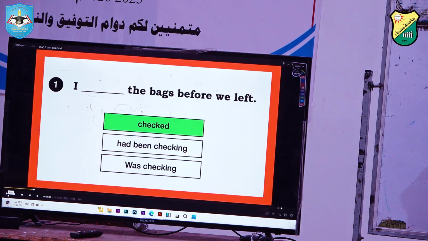I checked the bags before we left. Now, read the question, read the sentence, read it well. You have, I checked, or I had been checking, or I was checking the bags before we left. Two actions, but both of them are in the past simple. The verb check doesn't take much time, it's quick. It's easy.